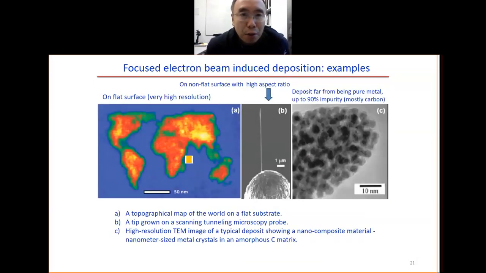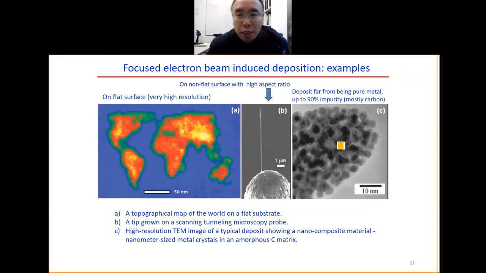Here are some examples of the electron beam induced separation. The first one is the world map. You can see this world map has very, very high resolution. The scale bar is 50 nanometer, and you see the edge is maybe just a few nanometer. But this one is a tip grown on the STM probe. Now this tip is grown by the electron beam induced separation.